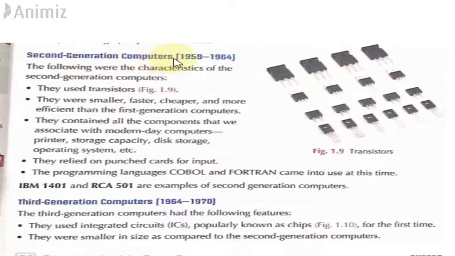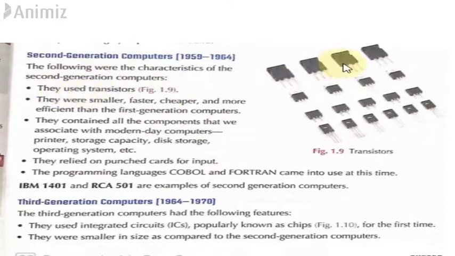Second generation computers first appeared in 1959 and ran from 1959 to 1964. During this period, whatever computers were made were called second generation computers. They were labeled as the second generation of computers. So what were the characteristics of the second generation of computers? These were the characteristics.